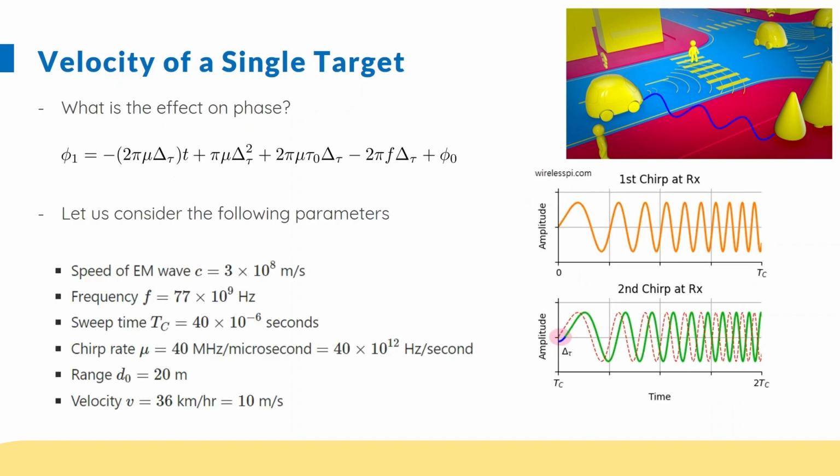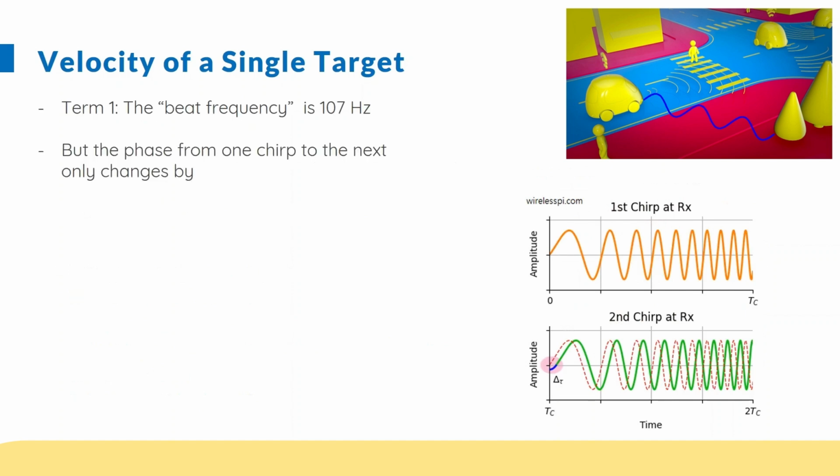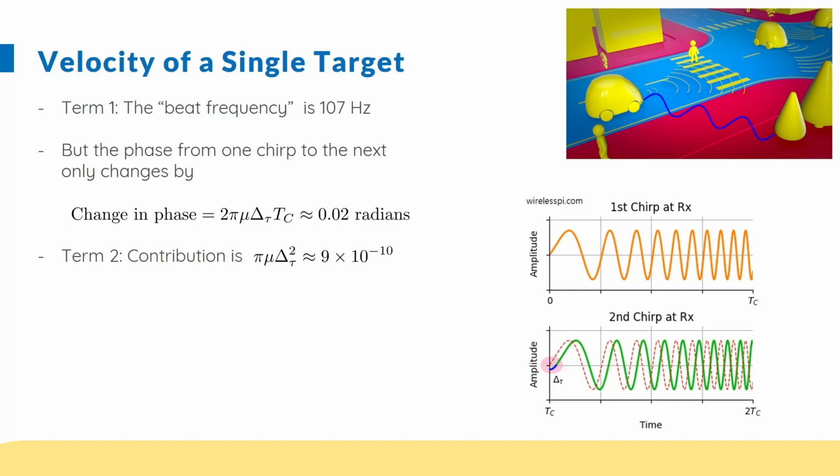Term 1, which is minus 2 pi mu delta tau t. I'm calling it a beat frequency in the sense that mu delta tau is a change in frequency, times time. So it is sort of a beat frequency. That comes out to be 107 hertz. But the phase from one chirp to the next only changes by 2 pi mu delta tau Tc, because of the effect of Tc, which is nearly equal to 0.02 radians, a really small value. Term 2 contribution is given by pi mu delta tau square, which is 9 into 10 raised to power minus 10. Certainly we can ignore this term. Term 3 can also be ignored because 2 pi mu tau naught delta tau turns out to be 4.5 into 10 raised to power minus 5.